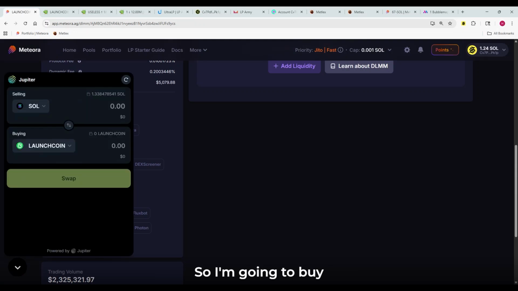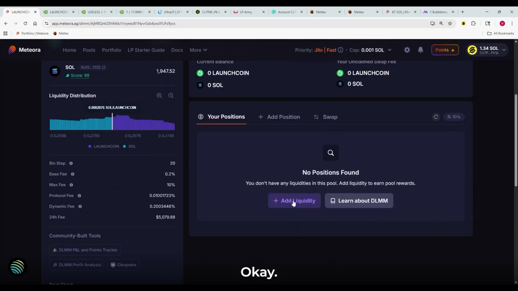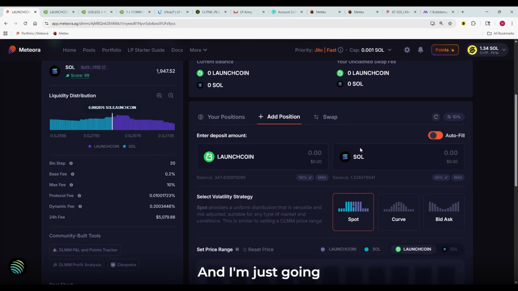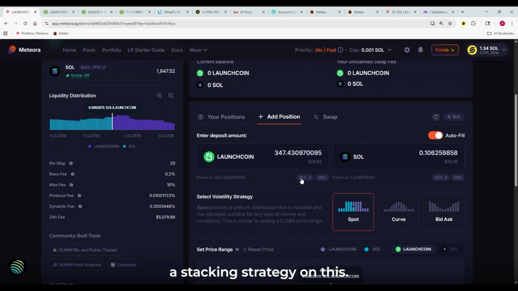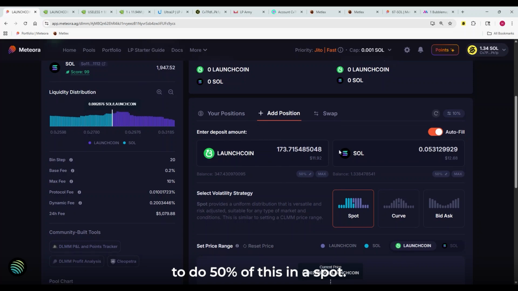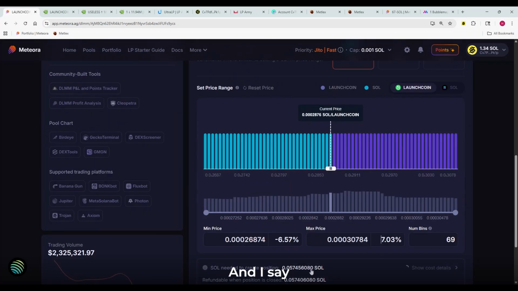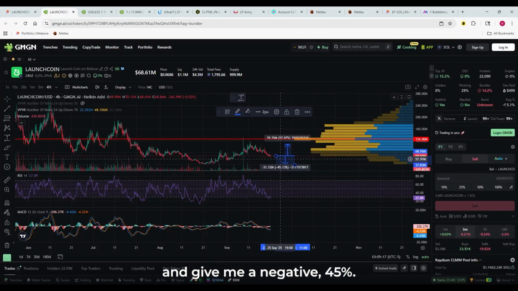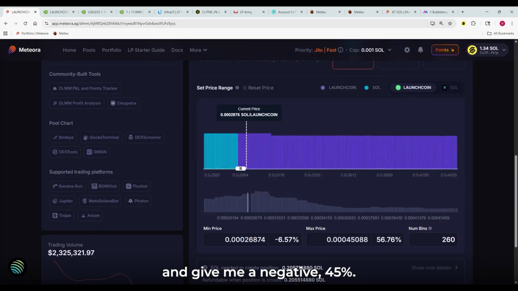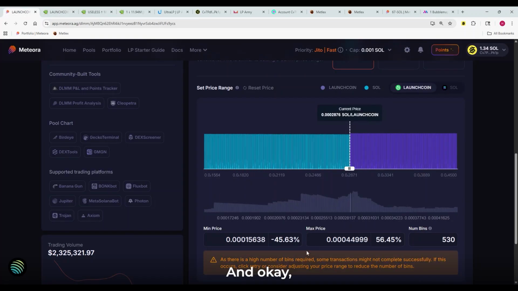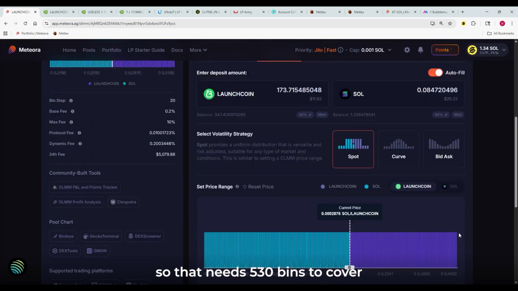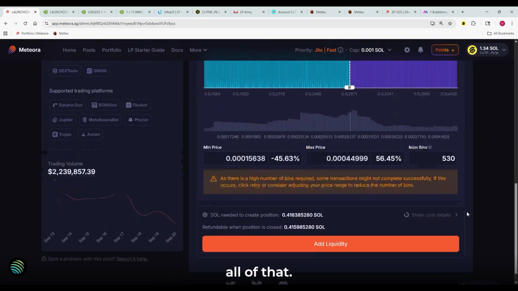So I'm going to buy just a little bit of this token for the demonstration. Okay, ready to add liquidity, and I'm just going to use autofill to give me a nice little balance of it. And I'll show you a stacking strategy on this. I'm going to do 50% of this in a spot, and I say give me a positive 57% and give me a negative 45%. Okay, so that needs 530 bins to cover all of that.